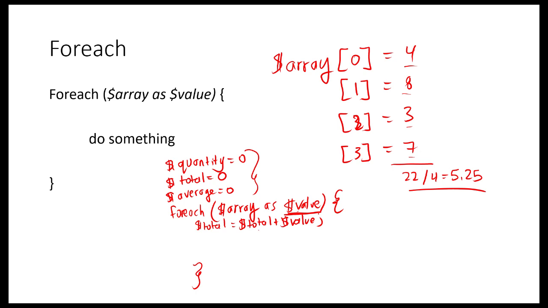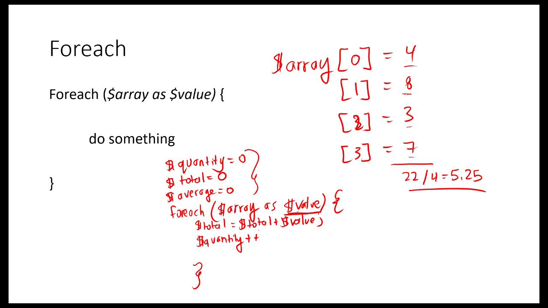And then quantity, we're going to just do plus plus. So our quantity is 1. And then this will run again a second time. So now it says, well, total again. So now our total was 4. So 4 plus our new value, which is 8, is 12, and our quantity is 2.